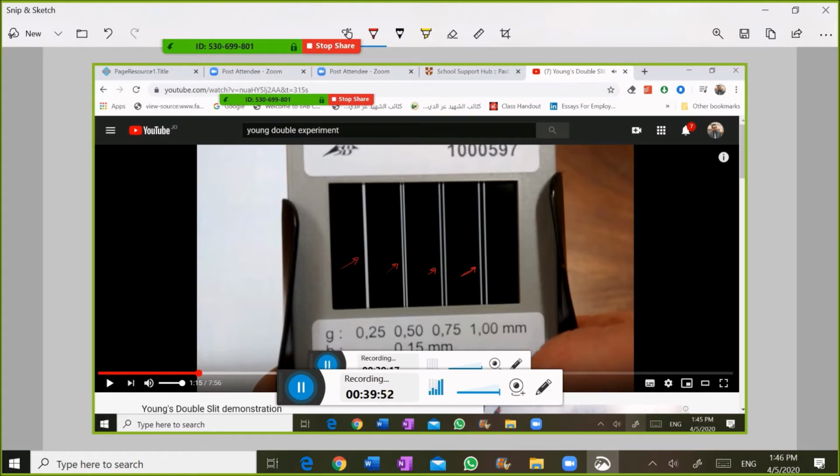The thickness of each slit is 0.15 millimeter. The thickness of each slit, right, guys? The thickness of each slit is 0.15. This is the separation between the slits. The first one, 0.25. The second one, 0.50. Third one, 0.75. Last one, 1 millimeter. Okay. Now look at what will happen to the laser light.